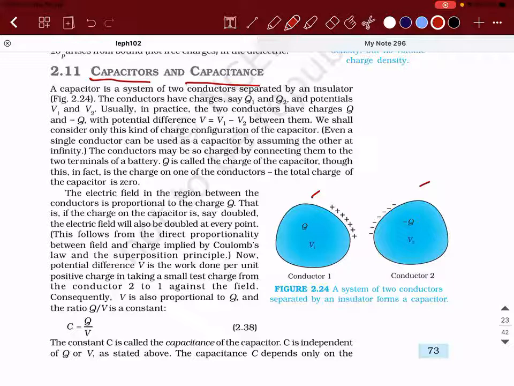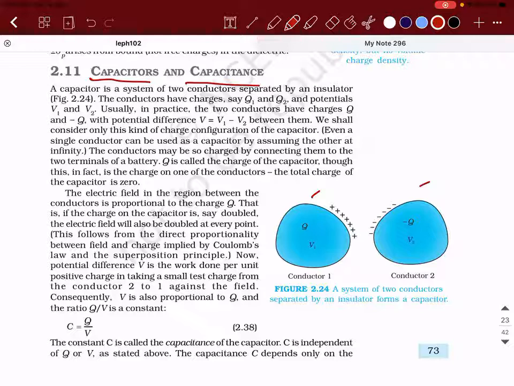That's a different story. If you take two conductors of equal and opposite charges, which are separated by a dielectric medium, that is what we call a capacitor. I repeat, two conductors separated by a dielectric medium between them is what is called a capacitor. That's the simplest definition possible. Please make a note of it.